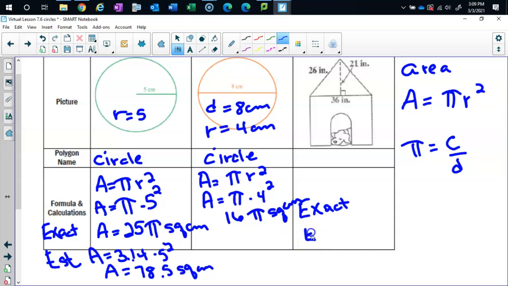That's exact. And our estimate, we're going to put 3.14 in for pi. So area equals 3.14 times 4 squared. And when you punch that into your calculator, you are going to get 50.24 square centimeters. Okay. Exact has pi in the answer. Estimate, you use 3.14 for pi and get a number.